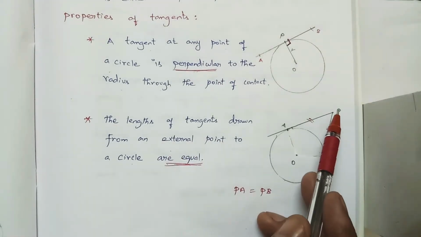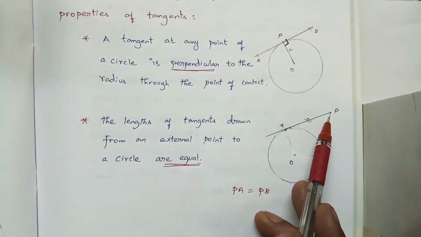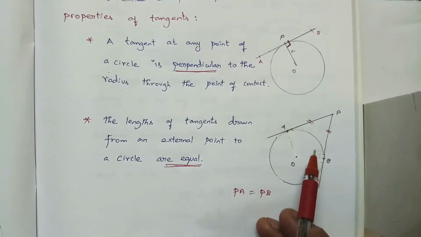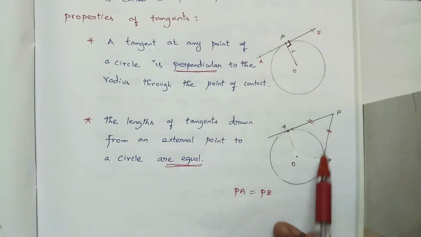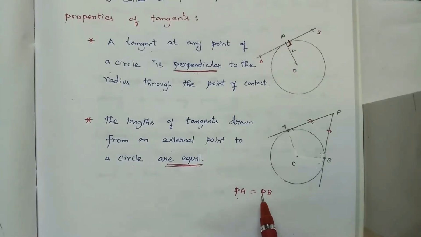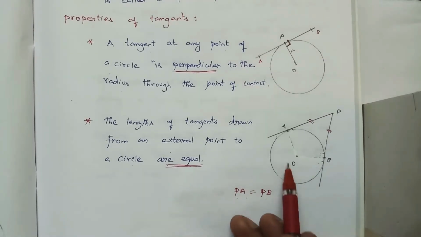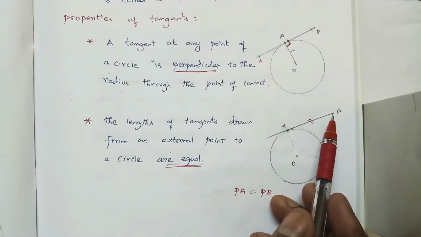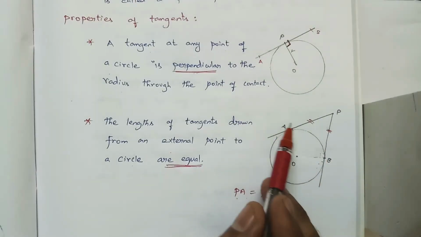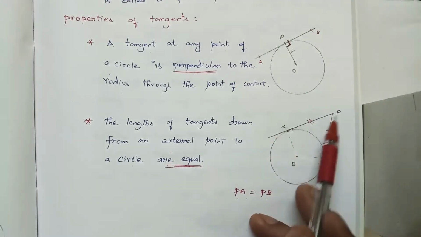That means from the external point we can draw two tangents, and the lengths of the two tangents are equal. That is, PA is equal to PB. The second property is very easy. Whenever we have an external point to the circle, we can draw two tangents, and the lengths of those two tangents are equal. That is, PA is equal to PB.